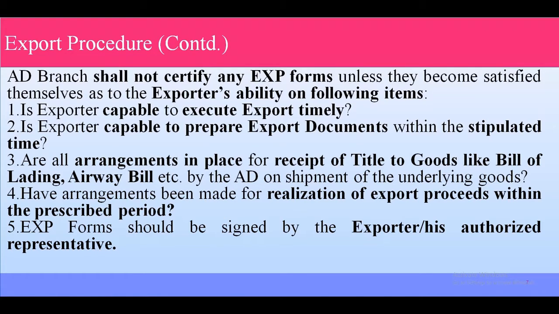AD branch shall not certify any EXP forms unless they become satisfied themselves as to the exporter's ability on following items. 1. Is exporter capable to execute export timely? 2. Is exporter capable to prepare export documents within the stipulated time? 3. Are all arrangements in place for receipt of title to goods like bill of lading, airway bill etc. by the AD on shipment of the underlying goods? 4. Have arrangements been made for realization of export proceeds within the prescribed period? 5. EXP forms should be signed by the exporter or his authorized representative.